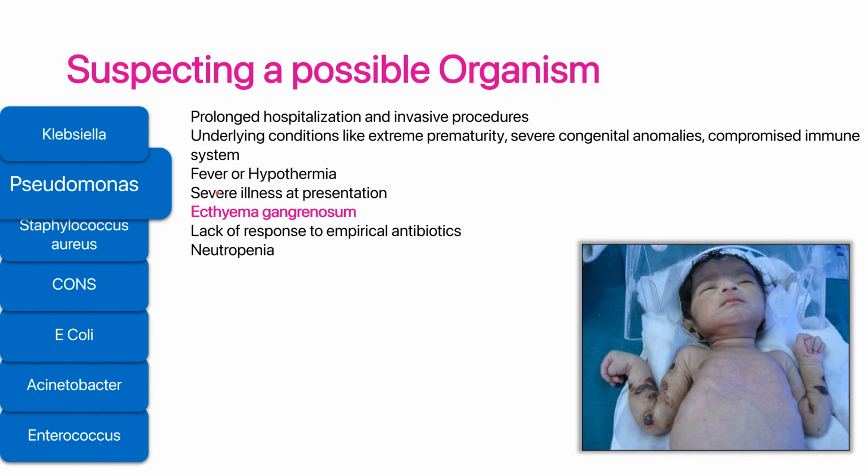Similarly, when do we suspect Pseudomonas infection? Any history of prolonged hospitalization or invasive procedures, underlying conditions like extreme prematurity, severe congenital anomalies, compromised immune system, basically anything that is compromising the immune system of the patient, presence of fever or hypothermia, presence of severe illness at presentation. That means the patient is very sick right at the presentation itself. Presence of ecthyma gangrenosum, like you can see in this child, there is gangrene, multiple gangrenous spots on the limbs. Any lack of response to empirical antibiotics and presence of neutropenia are close pointers toward the probable presence of Pseudomonas in the baby.